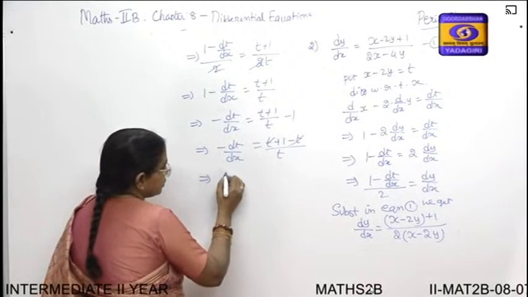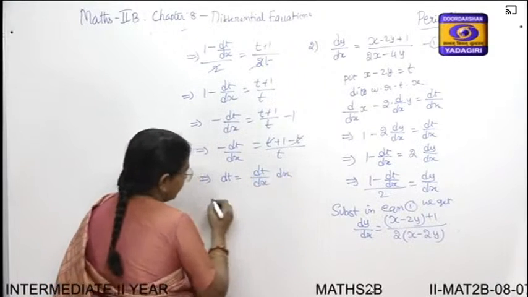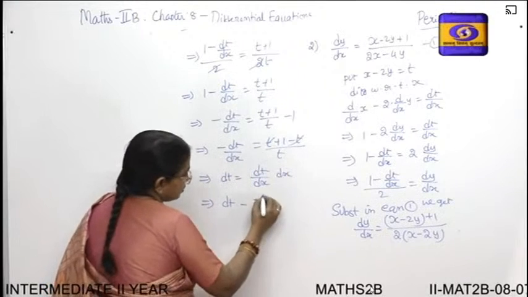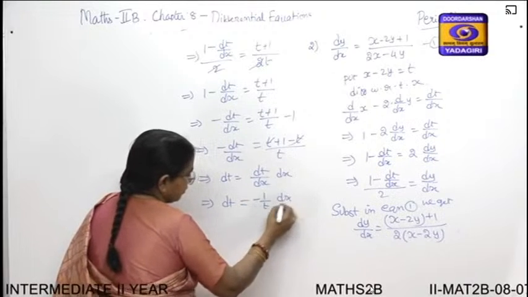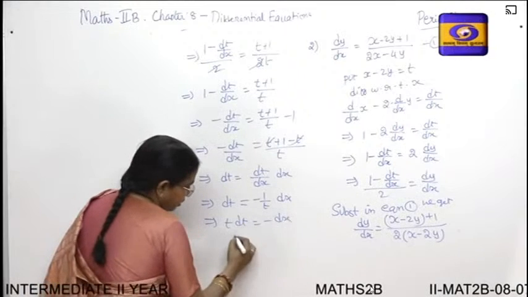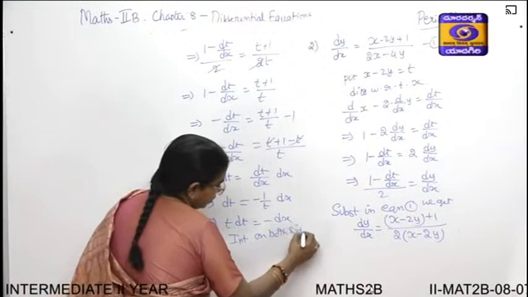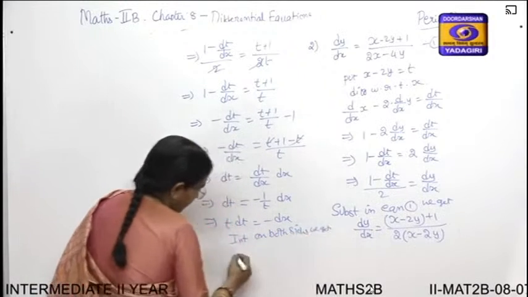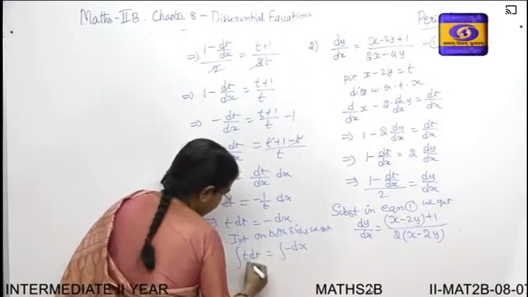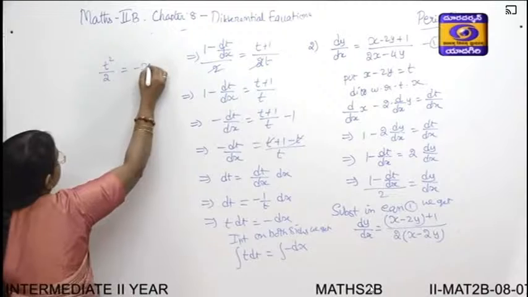Now separate the variables. We have dt is equal to dt by dx into dx. So what is dt by dx? Minus 1 by t. So minus 1 by t into dx. Take t to this side. So t dt is equal to minus dx. Now integrating on both sides, integral of t dt is equal to integral of minus dx. Integral of t dt is t square by 2 is equal to minus x plus c.